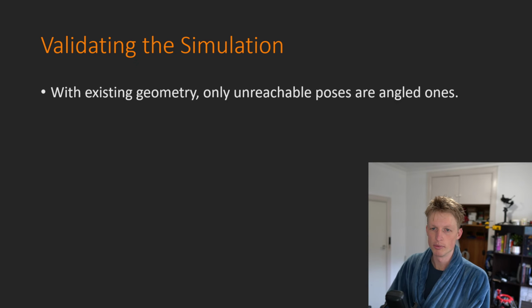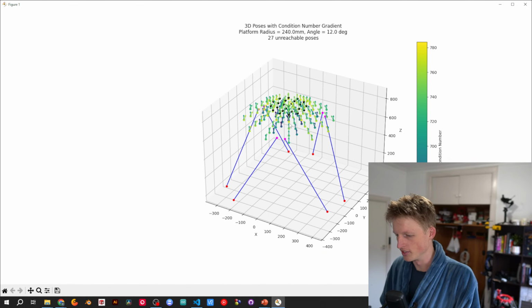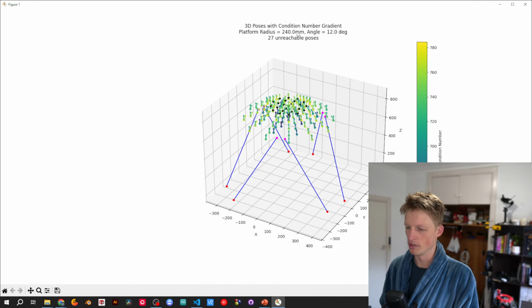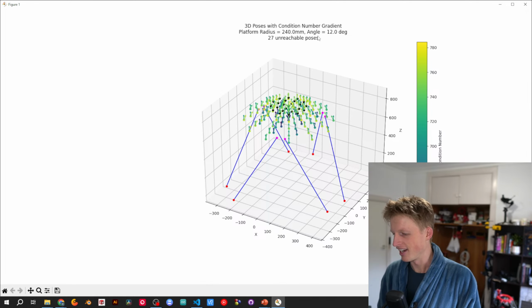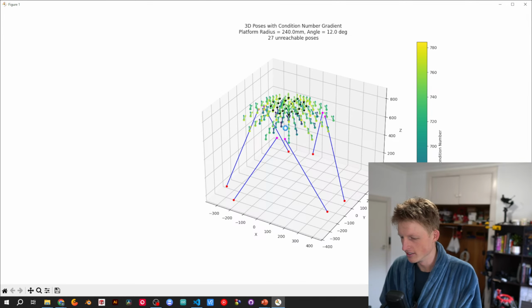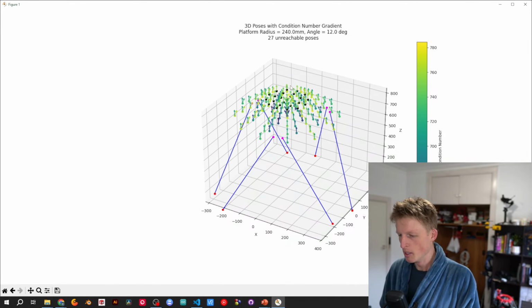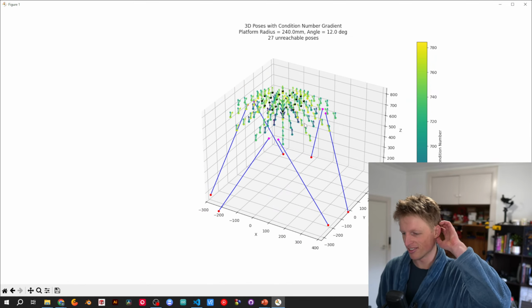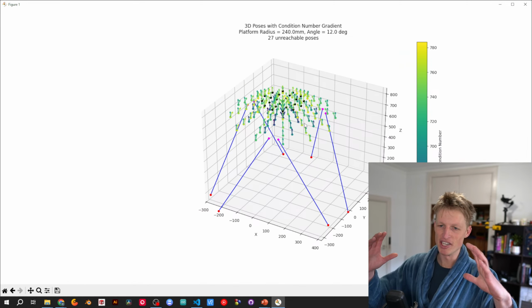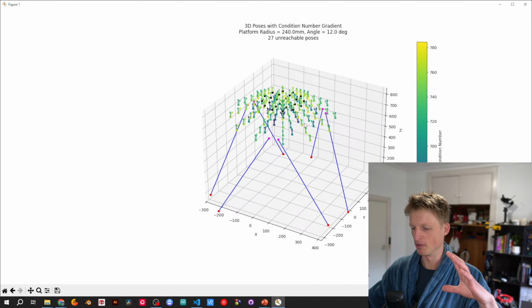So once this opens, here is our current geometry. The platform radius is 240 millimeters. I think it's actually like 245 or something, but it's close enough. And the angle is 12 degrees. So that angle is the angle in between these two magenta nodes here. But we can see there are some unreachable poses, which we shouldn't have because I made sure that those poses are inside the workspace of the current platform.